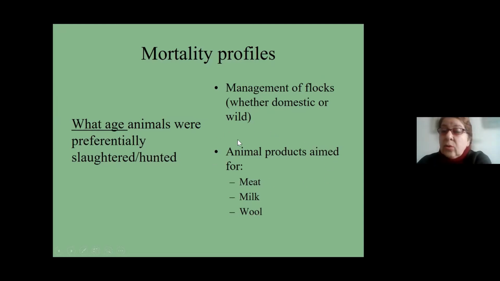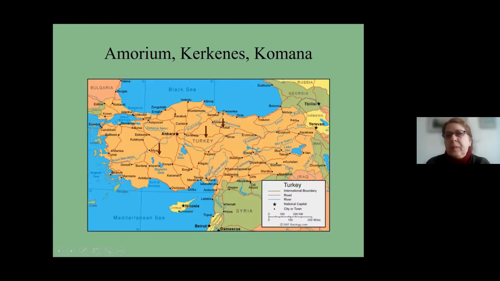We could also see what sort of animal products were aimed for, and this is a scheme created by Sebastian Payne when he was working here in Turkey, and you already heard about this from Zanan Sakilar. So what we are searching for is whether the people are mostly interested in the meat of the animal or the byproducts, the secondary products of the animal, milk and wool. And I'm going to apply these things in 3 sites. One is Amorium, which is here in Afyonkarahisar, Kirkenes in Yozgat, and Komana in Tokat.